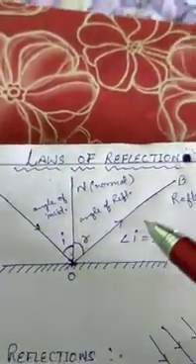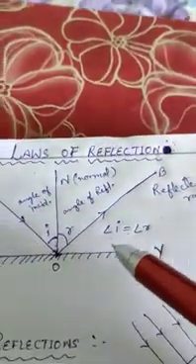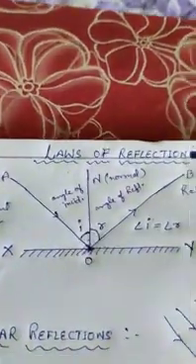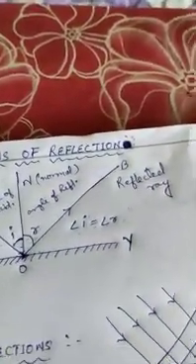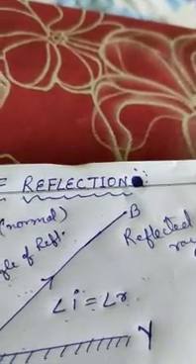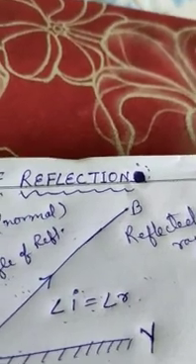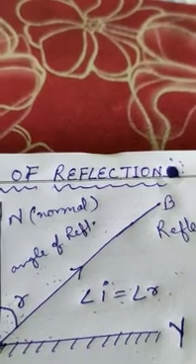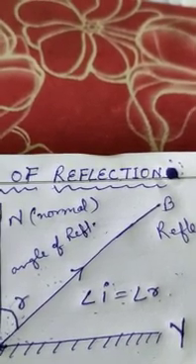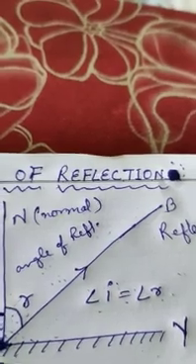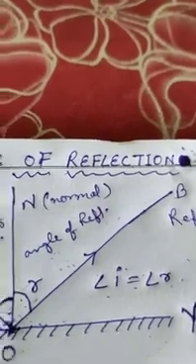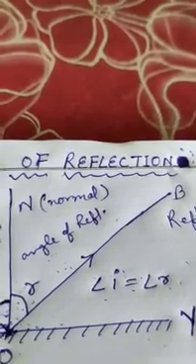There are two laws. First law is angle I equal to angle R. Second law is that the incident ray, the reflected ray, and the normal all lie in the same plane. From the first law of reflection we can also see that the angle which the incident ray makes with the reflecting surface is equal to the angle which the reflected ray makes with the same surface, that is angle I equal to angle R. Okay children, I hope it is clear.